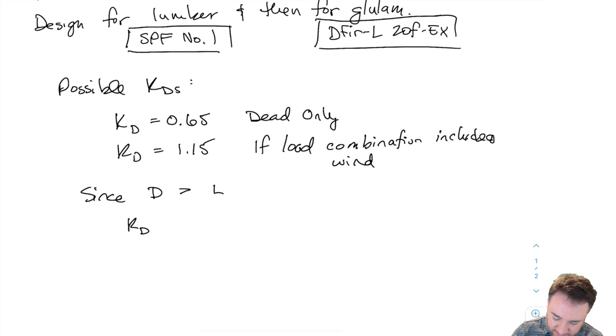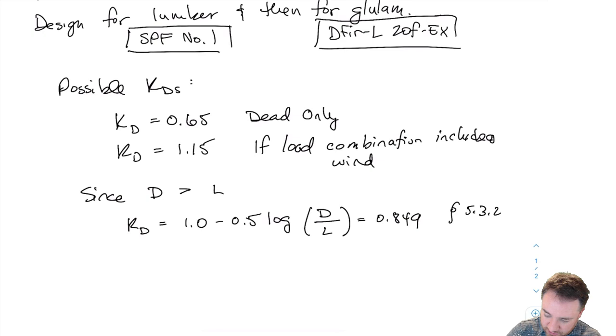and live in the same load combination, then I have this interpolation function, 8.4.9. So this is from clause 5.3.2.3. And it basically says that for load cases where my specified long-term load is greater than my specified standard term load, then I can use this interpolation function basically to calculate my KD, which is the case here.